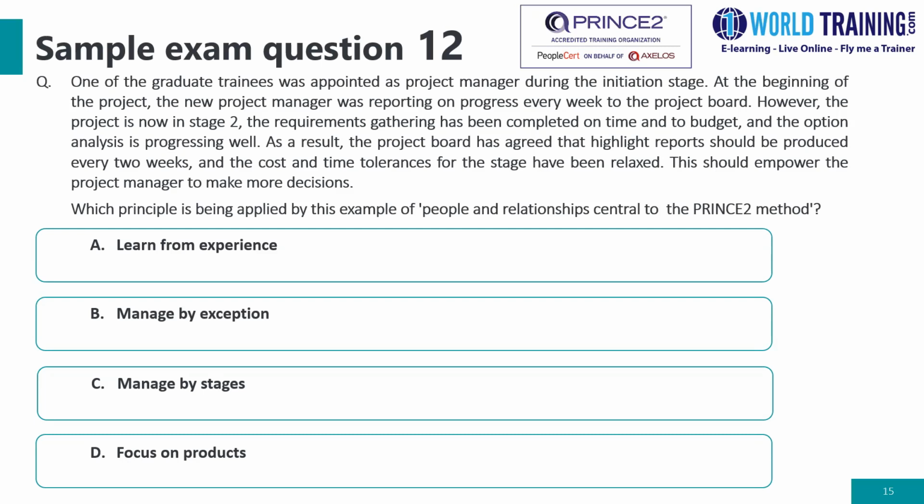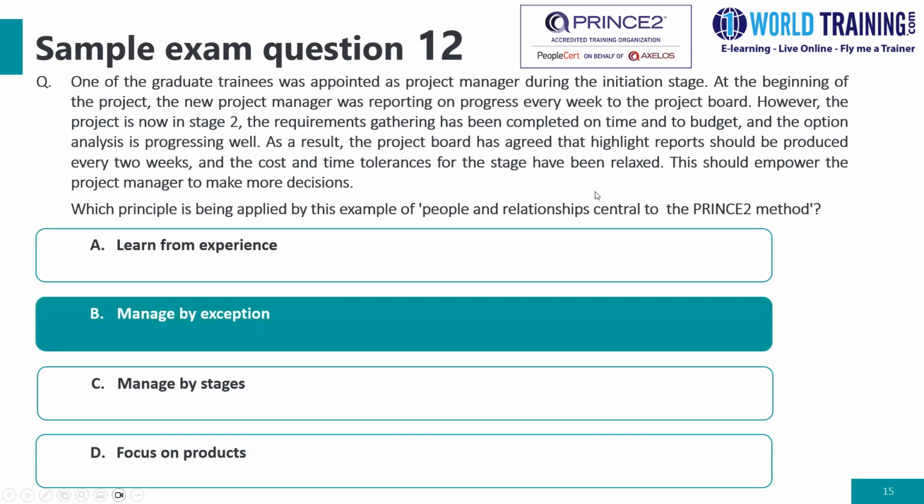Which principle is being applied by this example of people and the relationship central to the PRINCE2 method? And the correct answer is managed by exception.